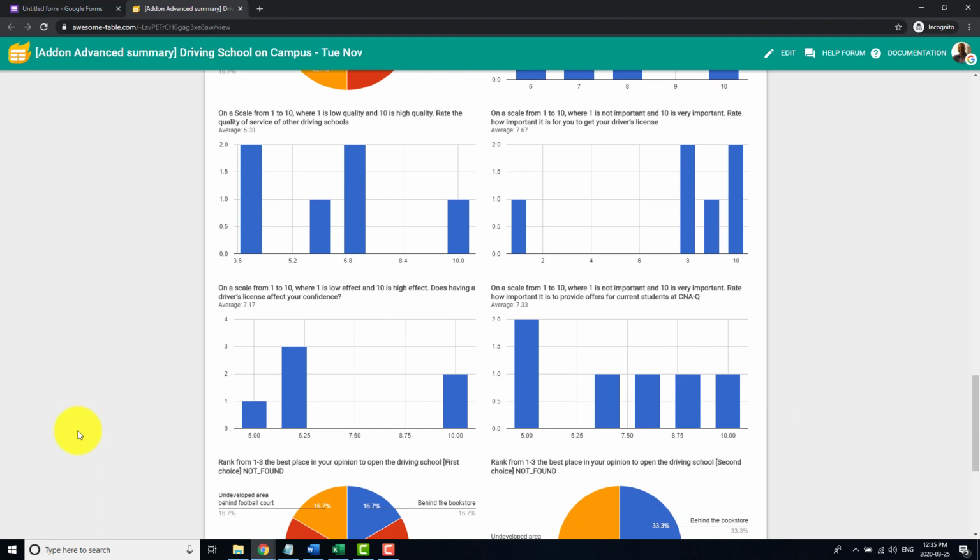Okay, how does having a driving license affect your confidence? This is about the target market. People gave it a 10, a 6.5, and a 5, but nobody gave it a negative effect on their confidence. Having a driver's license does not hurt your confidence. Having a driver's license, as you've proven here, helps your confidence.